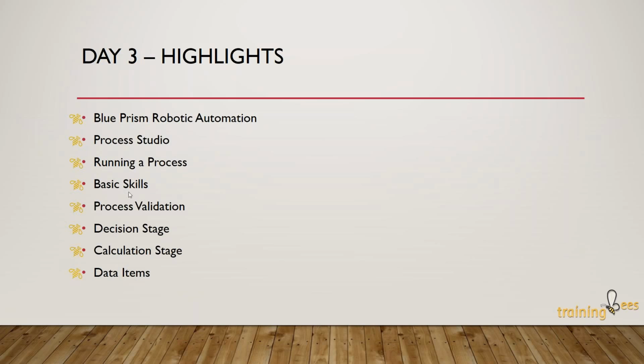What are the basic skills? Basic skills are really simple. There is nothing rocket science in it. In Blue Prism, it's really simple to code, and to validate and correct the errors. Today we'll familiarize ourselves with a couple of stages, which are the decision stage and the calculation stage. We'll do some calculations, some addition, multiplication, and basic operations to familiarize how the tool behaves.